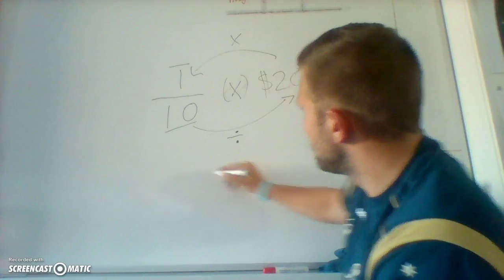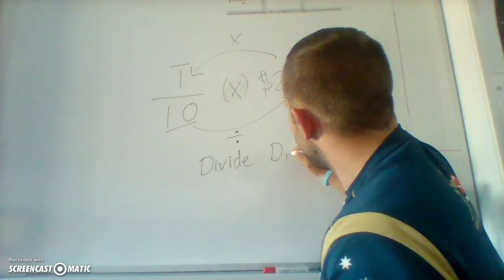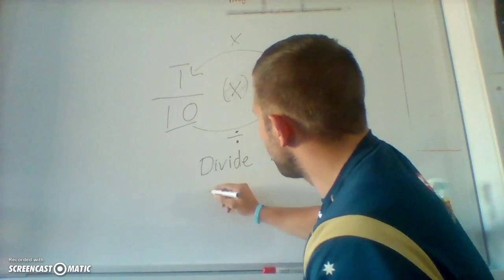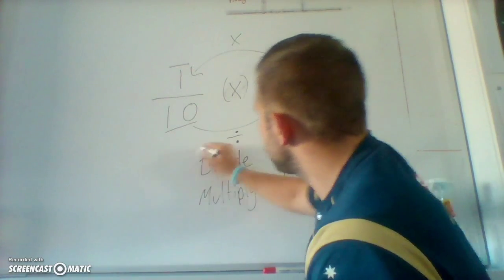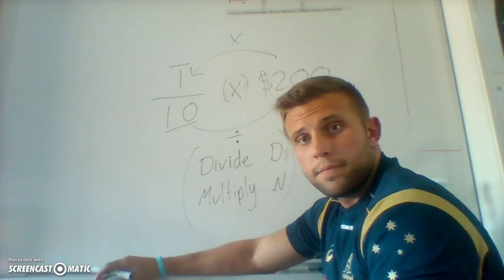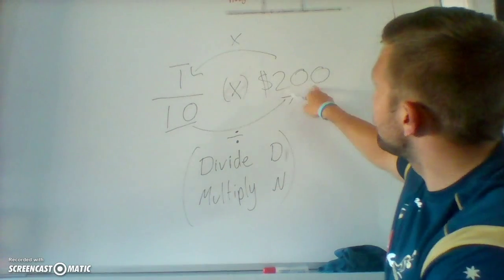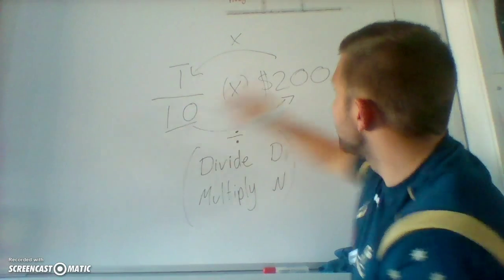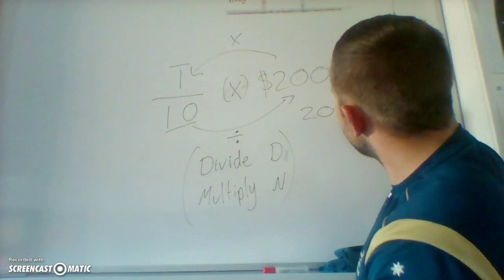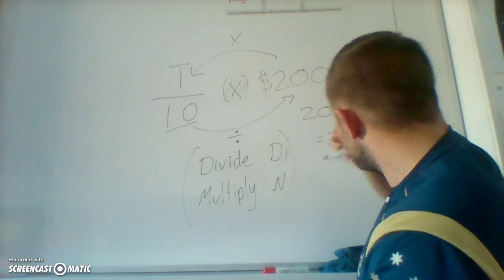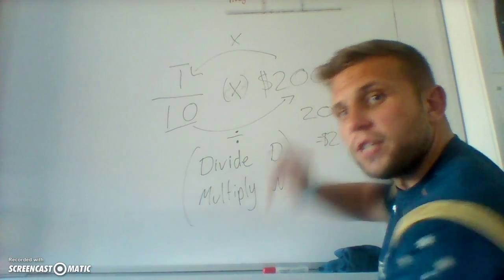Divide the denominator and multiply the numerator. Pretty easy. So if I was to say 1/10 of $200, 10 into 200 goes 20 times. 20 times 1 equals 20. So 1/10 of $200 is $20.